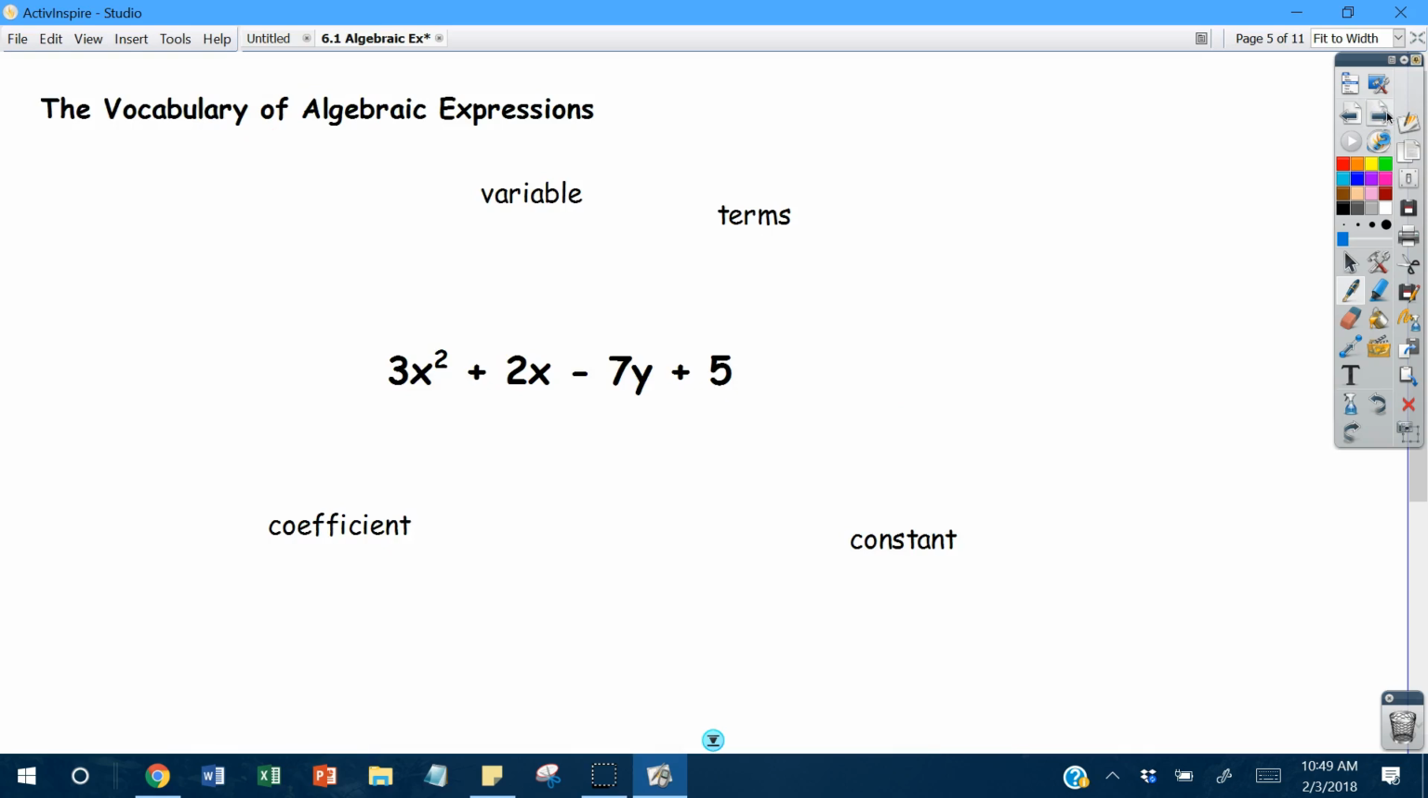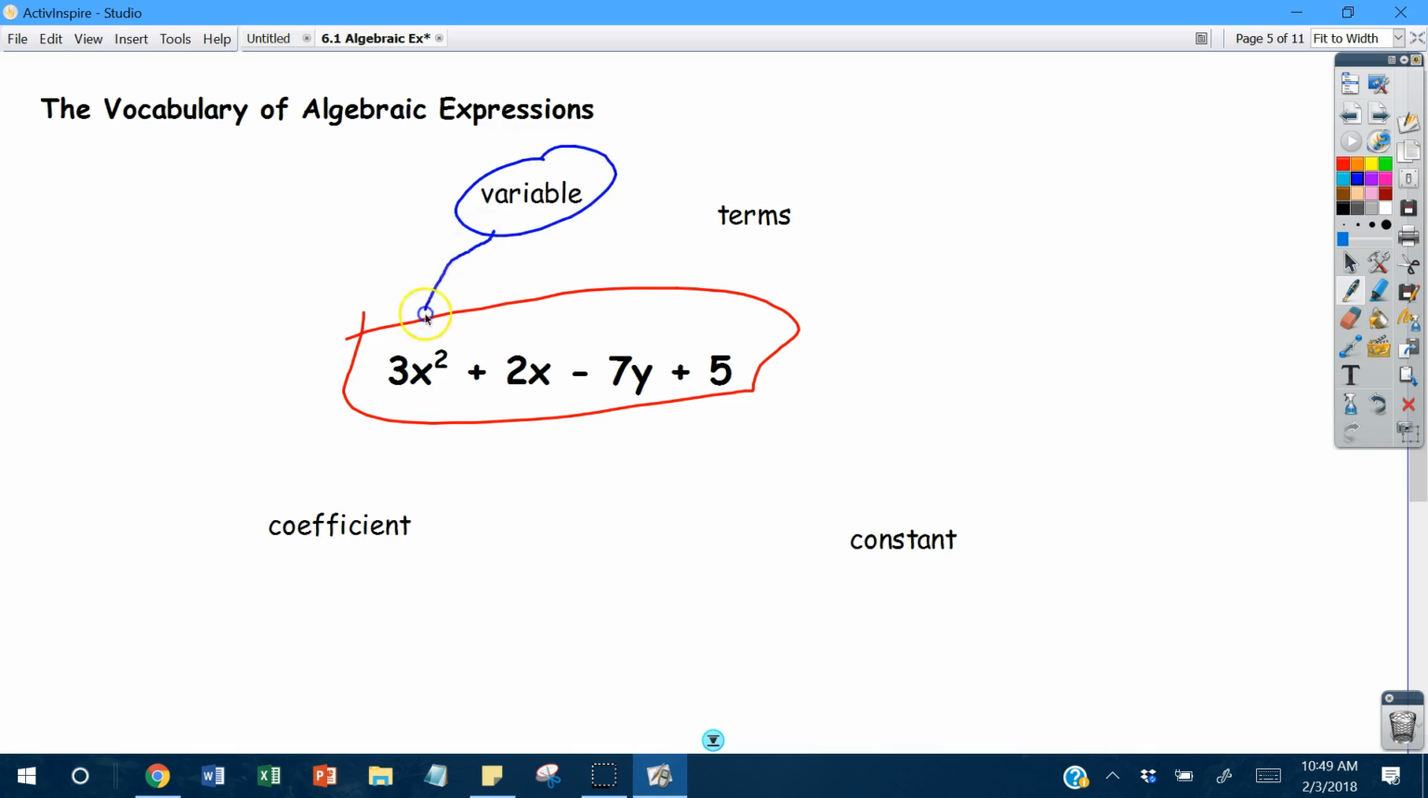We're going to do some more with expressions. Let's talk a little bit about vocab. We have different parts. If this is my whole expression, we have a few different parts, and I'm going to use these terms a lot. The variable refers to any letter that you see. So the x and the y there are the variables.